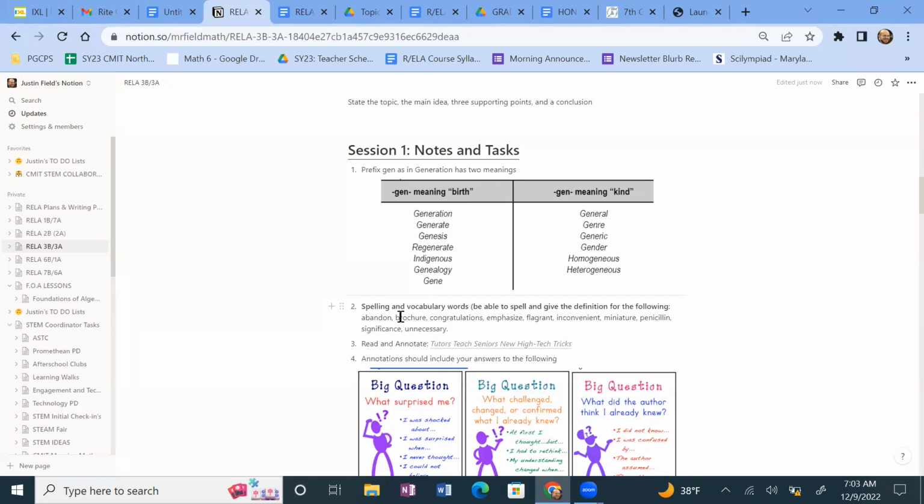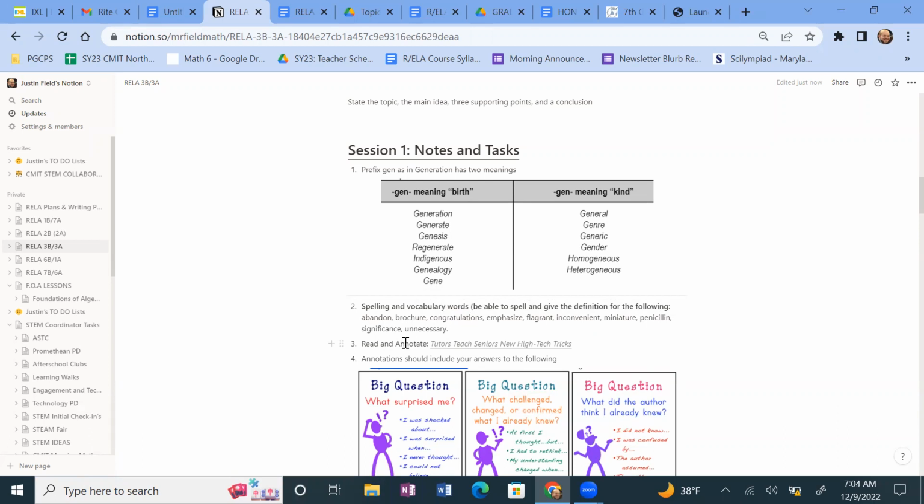Abandon, brochure, congratulations, emphasize, flagrant, inconvenient, miniature, penicillin, significance, and unnecessary. All right, so all these words are related in some way to our arc. So in case you're wondering, why these specific words?